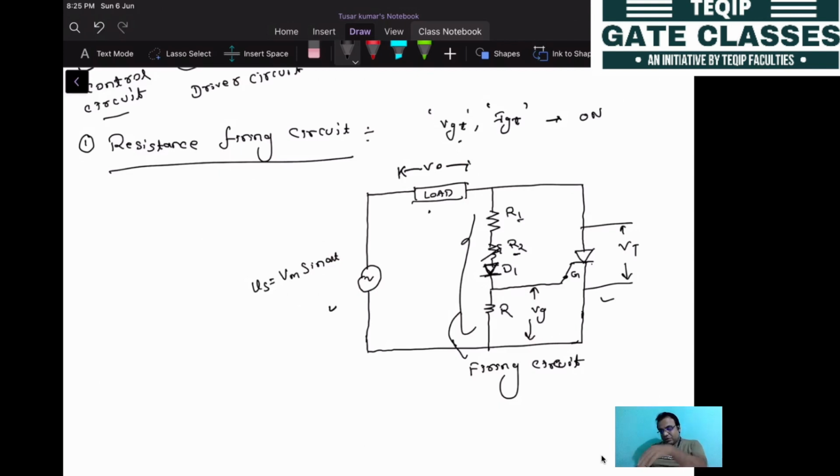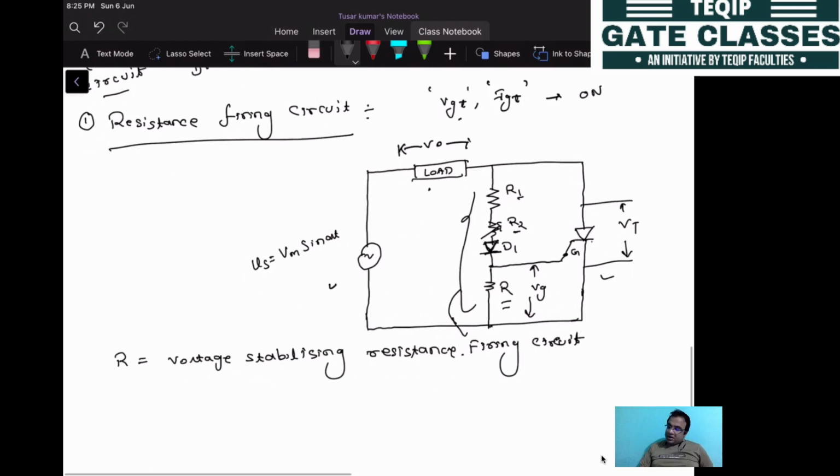You will come to know what happens in the gate circuit due to the presence of the diode by drawing the waveform. If you see this resistance R, you can say that this is the gate voltage stabilizing resistance, that means it is just used to stabilize the voltage across the gate terminal. And R1 is the fixed resistance.